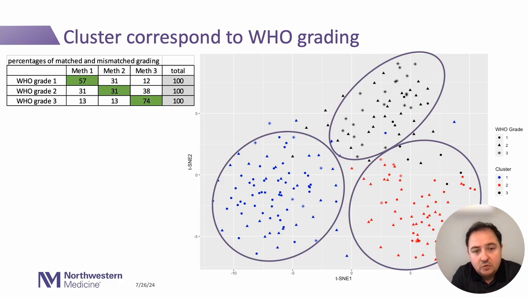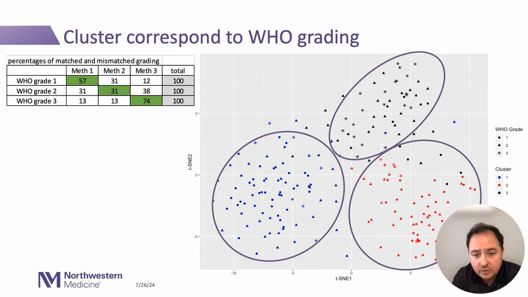So the next question was to see if there's any correspondence between those 3 clusters and WHO grading, the diagnosis. Here we have a blue methylation cluster, a red methylation cluster, and a black methylation cluster. This is not using PCA, this is using t-SNE. There's a little bit better separation on t-SNE, but it's a different visualization method.